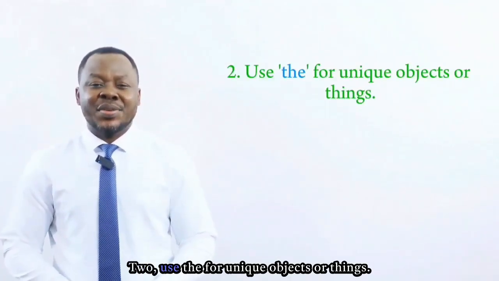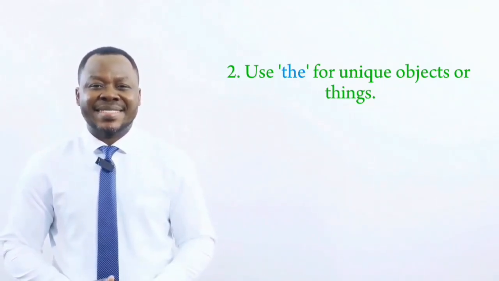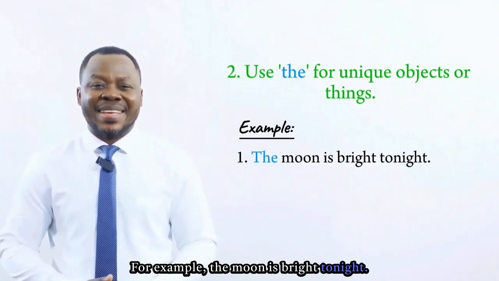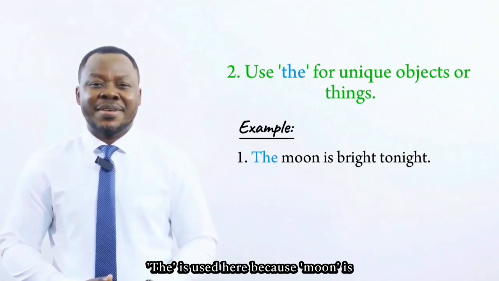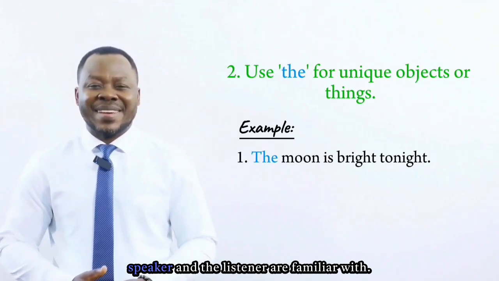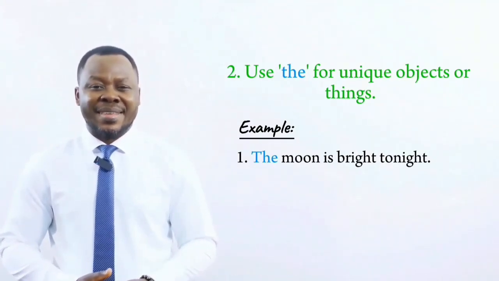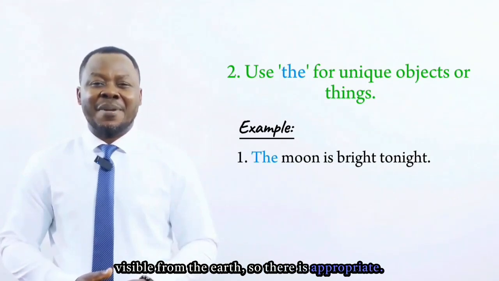2. Use the for unique objects or things. For example, the moon is bright tonight. The is used here because moon is a specific and unique object that both the speaker and the listener are familiar with. There is only one moon in the sky, visible from the earth, so the is appropriate.